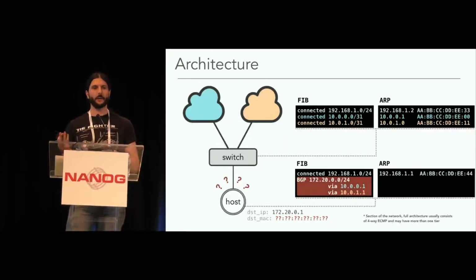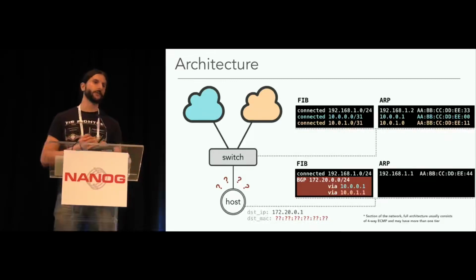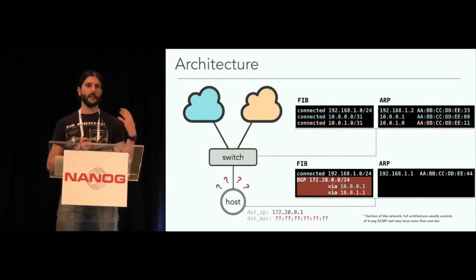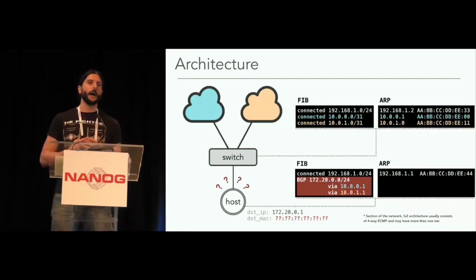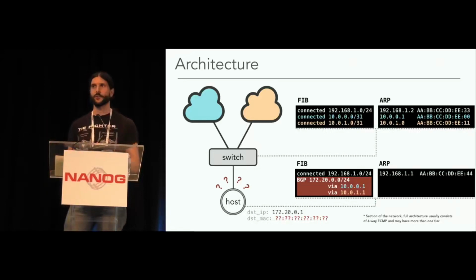But what happens now? It turns out that the host now wants to send traffic to 172.20.0.1, right? So the host will just do a route lookup. It will see that it can send the traffic via those two IPs, but it doesn't know how to reach those IPs. You would traditionally solve this problem by running an IGP and having a recursive route lookup. However, remember that the switch doesn't know how to reach 172.20.0.0/24. So if you used an IGP, you would be black holing traffic on the switch instead.